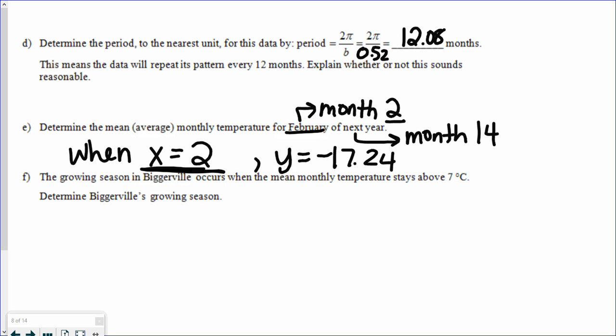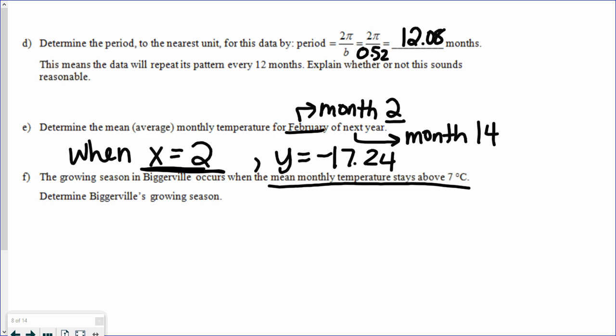So determine the growing season in Biggerville based on when the mean monthly temperature stays above 7 degrees Celsius. So similar situation in Calgary, right? We can't grow things in January and February because it's too cold, but come May and onwards, it's warm enough to start to be able to grow seeds, but when the fall hits, we can't really grow too many plants. Same thing in Biggerville.